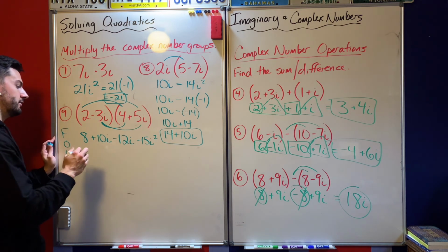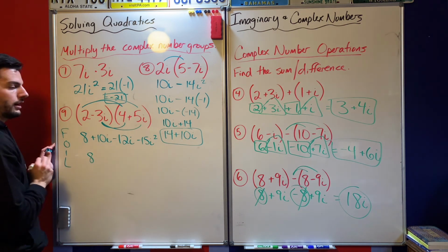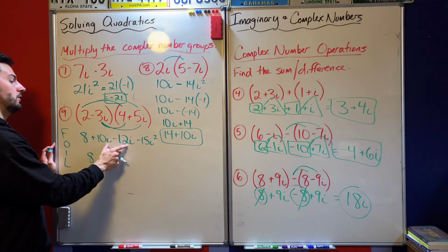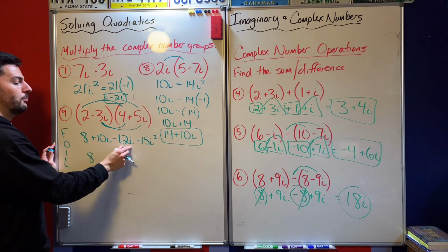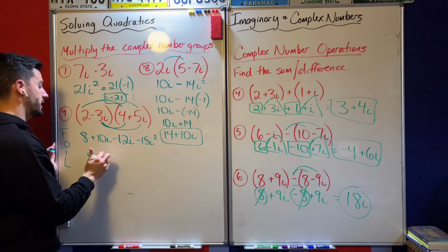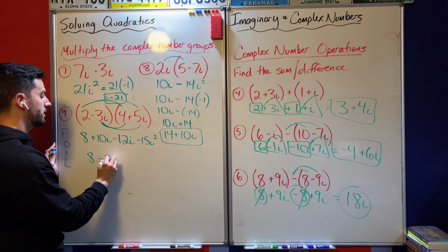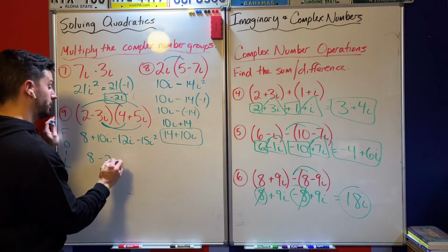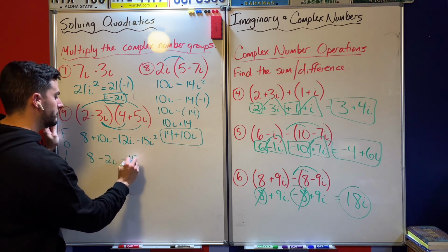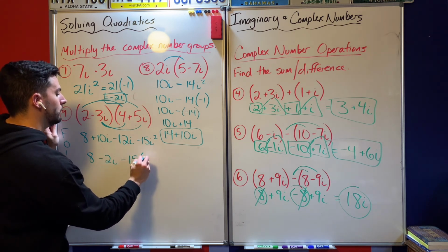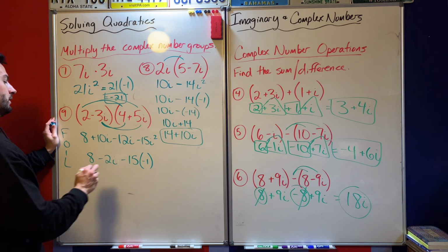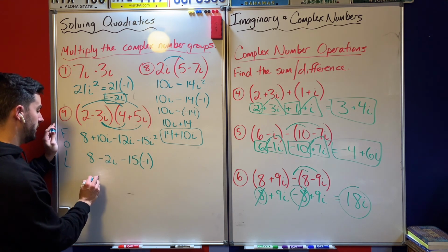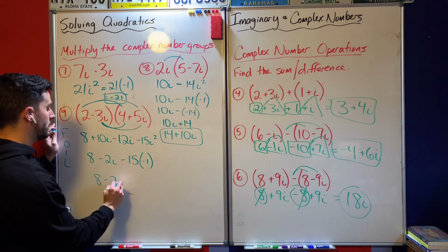Now I have a couple things left to do. This 8 out front stays the same because it doesn't have any like terms to combine with. Look at these two middle terms, 10i minus 12i. 10 minus 12 would give me -2i. But then look at this i squared. Remember, this i squared is going to change to a negative 1. So really this is saying 8 minus 2i minus 15 times negative 1. So 8 minus 2i.